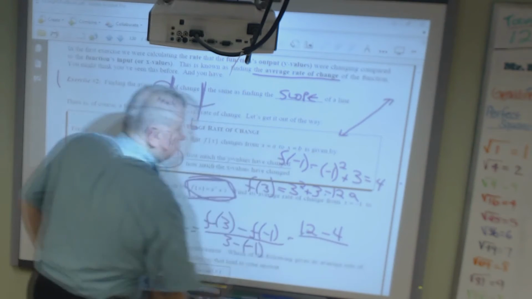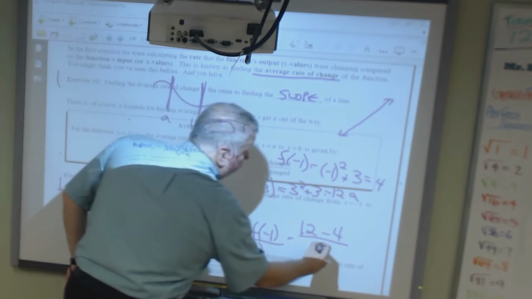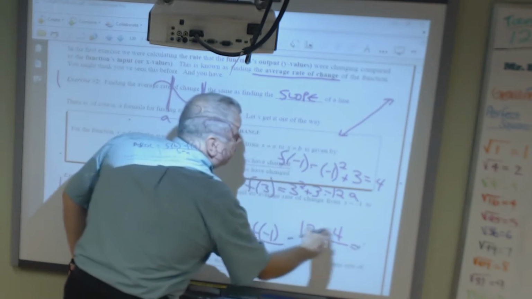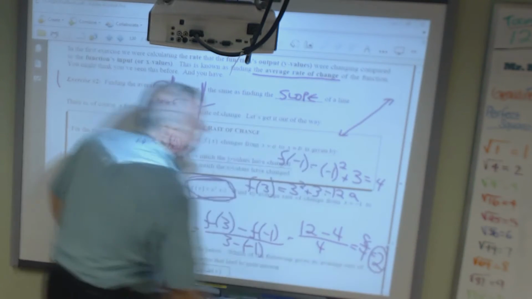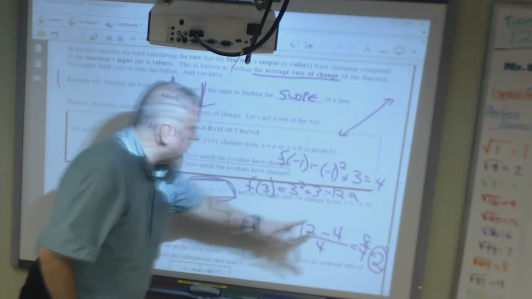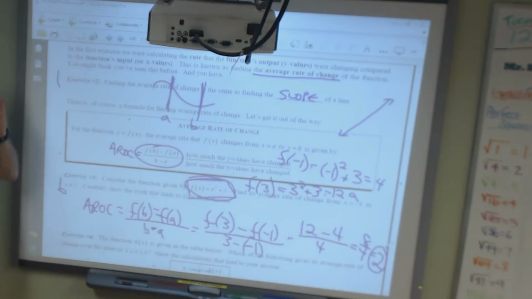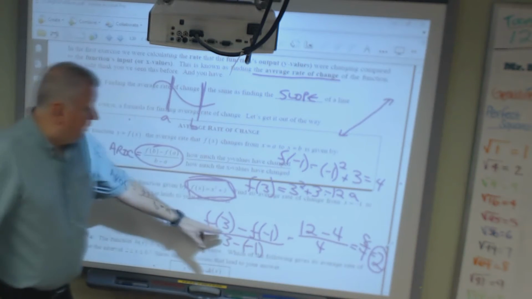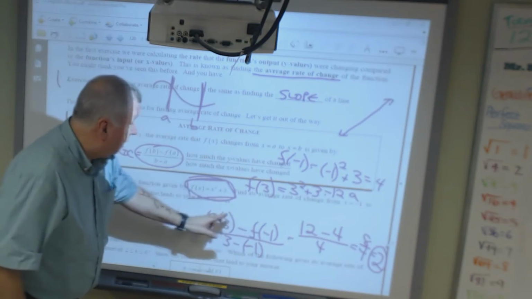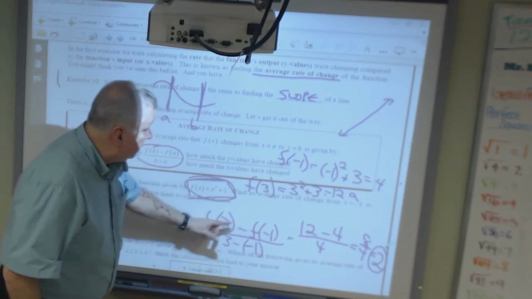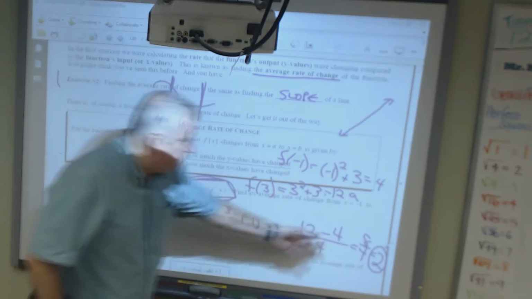So 12 minus 4 is 8. And this, the two negatives become a positive. So this is 3 plus 1, that's 4. 8 over 4 reduces to 2. Your average rate of change of this function between negative 1 and positive 3 is 2. All right? Every problem is like this. You got to get the function, you write the formula, you replace the A and the B, and then usually on the top you have to do a little bit of work to find out what the numbers are. But then you just plug it in, and then you just get simple math.